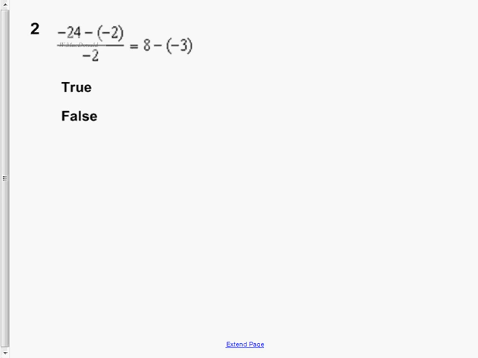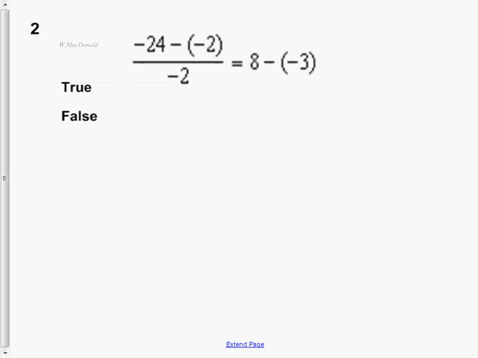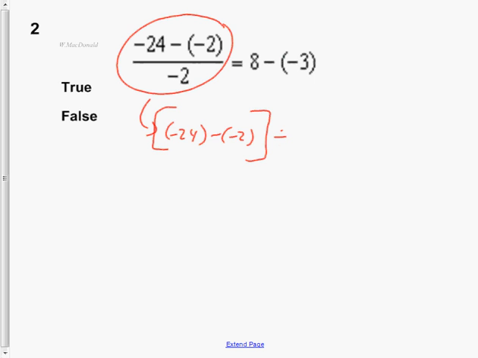Question 2 says this whole little expression here is equal to the other side. So let's simplify this. This really says -24 take away -2. And then once you get that answer, divide it by -2. So these two things here, this up here and this in the red, are both the same thing. I'm going to keep it like the red. So what is -24 take away -2? Well, that's the same thing.